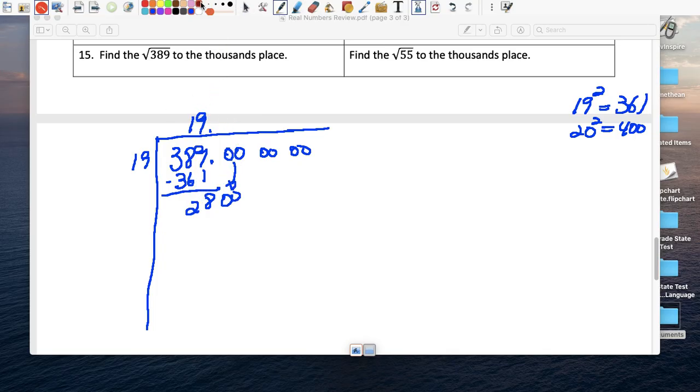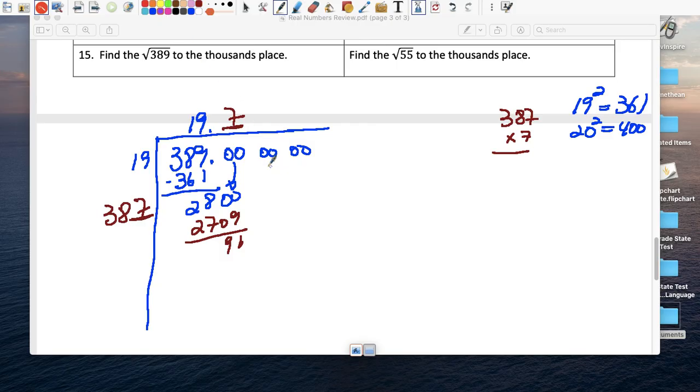We're going to double the top. Remember, double 19, we got 38. Add a place value. So this is about 380. This is about 2,800. So I'm going to say 7. Remember, this number and this number have to be the same. So if I make it a 7, let's multiply that by 7. So 387 times 7 is 2,709. So it's a 7. If I subtract, I get 91.